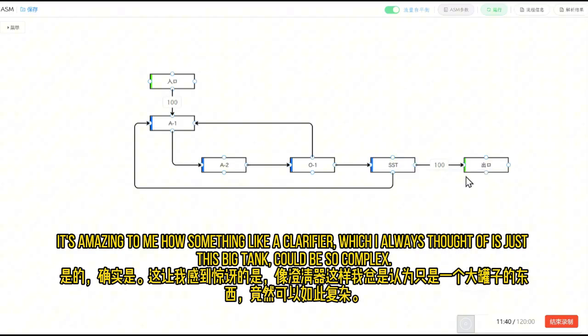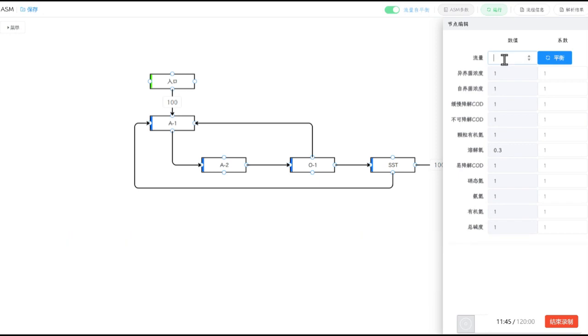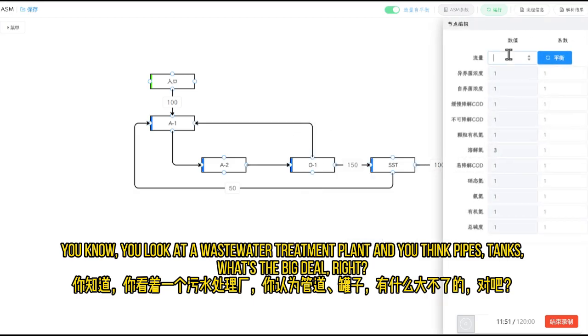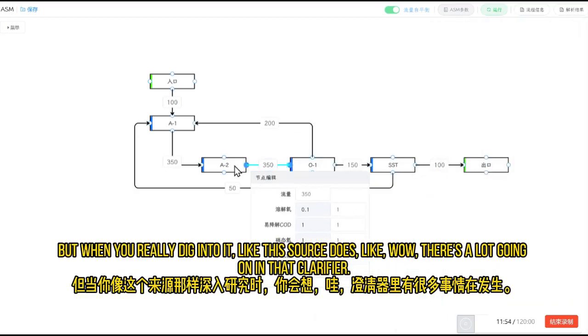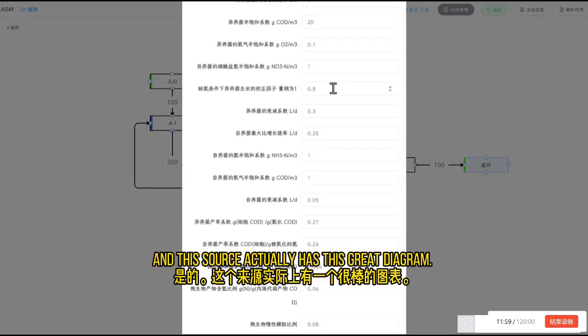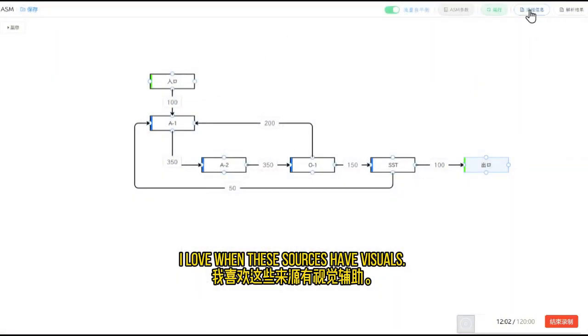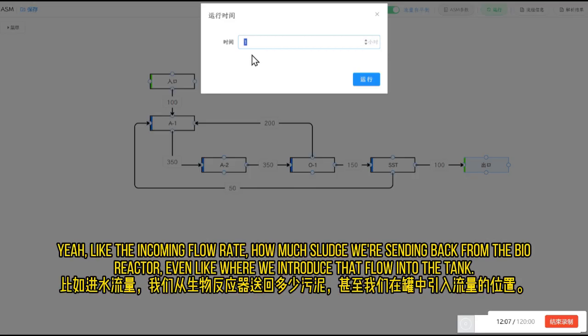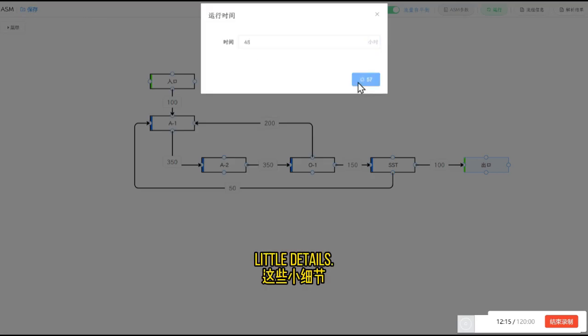It's amazing to me how something like a clarifier, which I always thought of as just this big tank, could be so complex. You look at a wastewater treatment plant and you think, pipes, tanks, what's the big deal? But when you really dig into it, like this source does, there's a lot going on in that clarifier. And this source has a great diagram. I love when these sources have visuals. It shows all the different factors that can affect how well it performs, like the incoming flow rate, how much sludge we're sending back from the bioreactor, even where we introduce that flow into the tank. All those little details matter. Everything's connected.